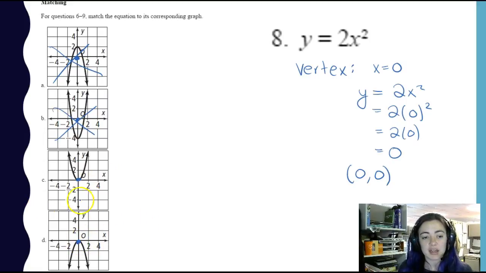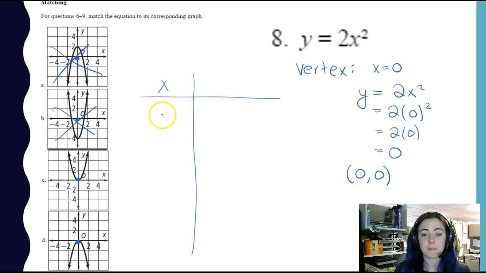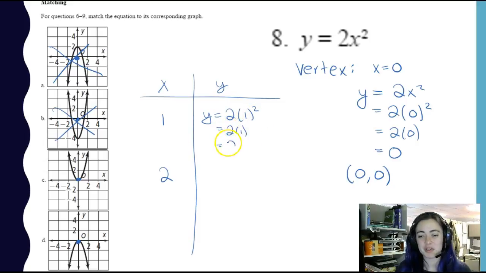Now we eliminated D in the last question, but we're not 100% sure they didn't give us an equation that matches the same graph. So let's just make sure. Let's make our table of values again, just to check. Maybe we can check 1 and 2. When x is 1, y is equal to 2 times 1 squared. 1 times 1 is 1. So 2 times 1 is 2. So when x is 1, y is 2. It is looking like it's going to be C.